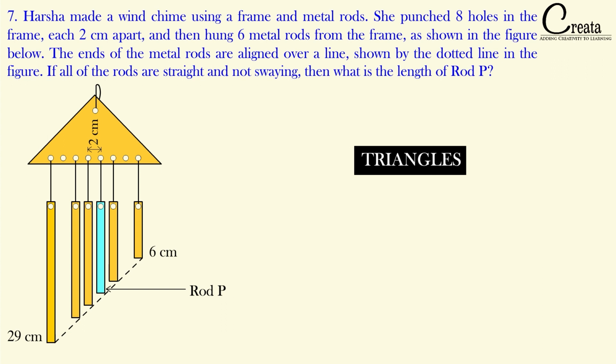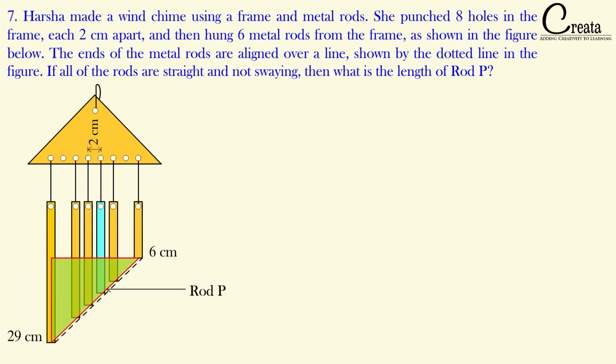Firstly, using the triangles. If you observe the figure, are you able to observe a triangle in it? This is the triangle. Firstly, let's calculate the different sides of this triangle. This complete distance is given as 29 cm and this distance is given as 6 cm. So what will be this distance? It will be 29 minus 6, that is 23 cm. That is one of the sides of this triangle. Got it?